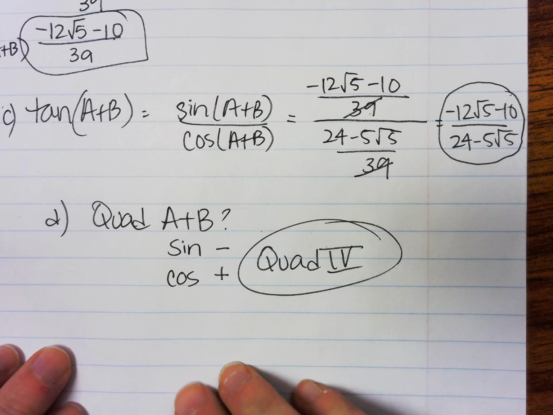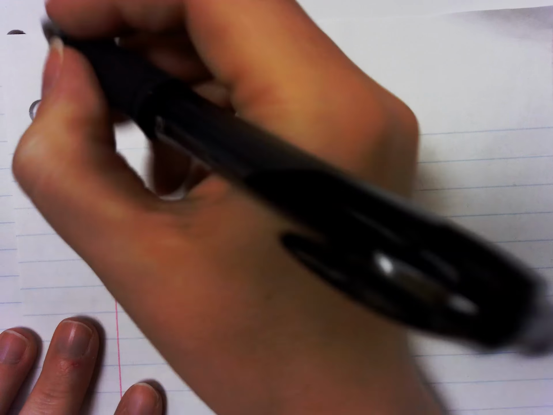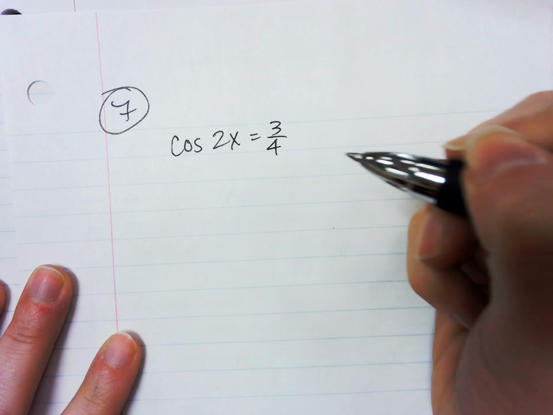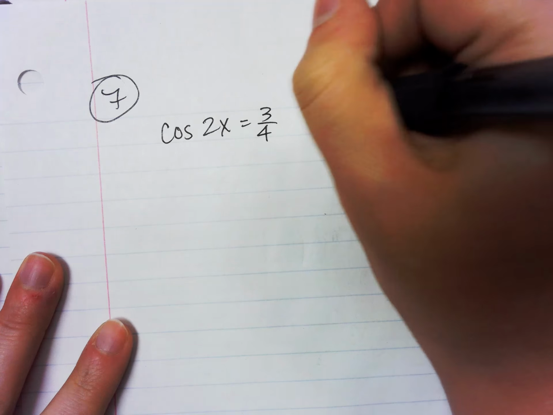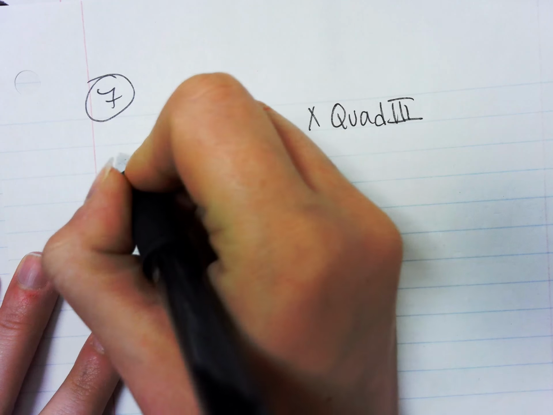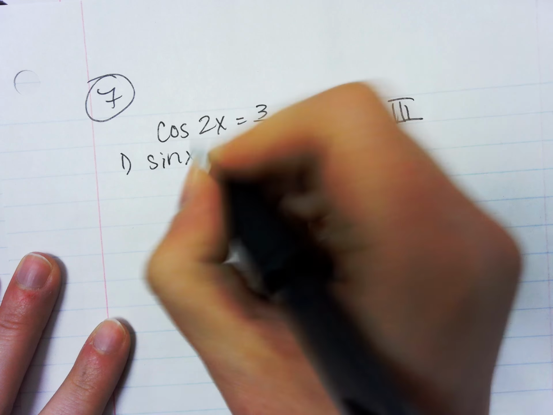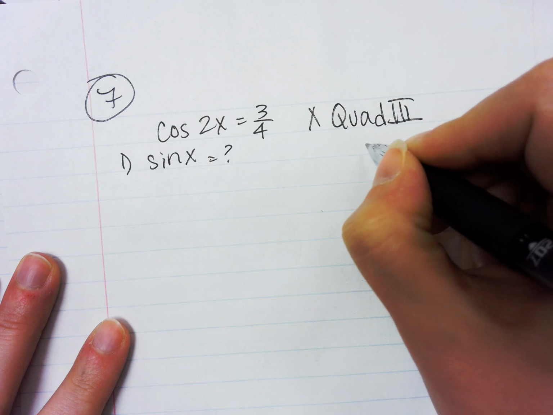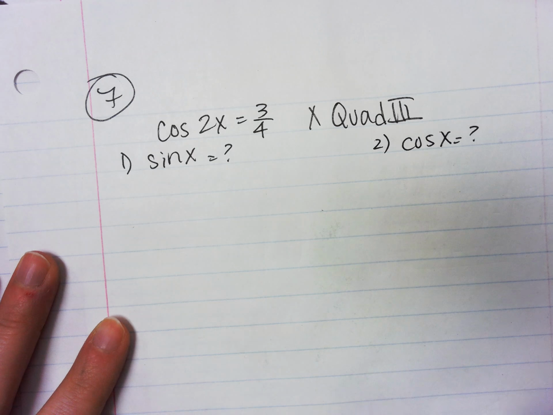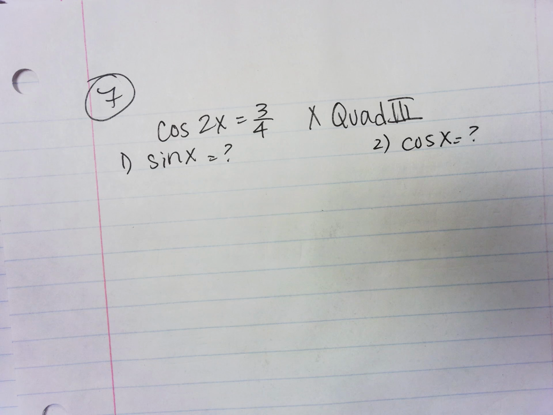Good, I'm also going to do number 7. It says cosine of 2x equals 3 over 4, and x is in quadrant 3. And we're trying to find sine of x, cosine of x, tangent of x, and the quadrant of 2x.